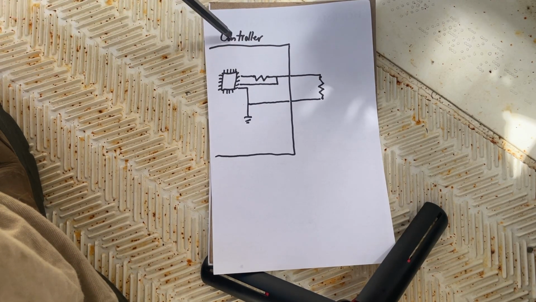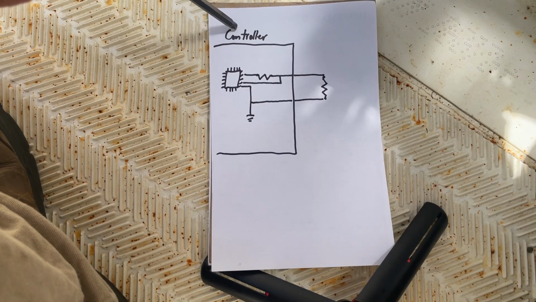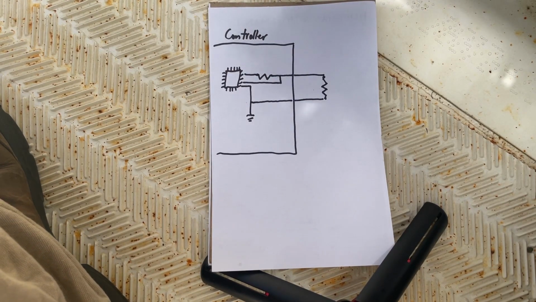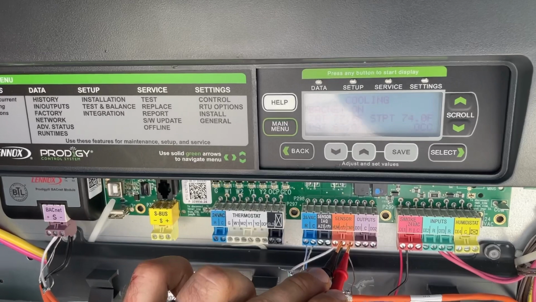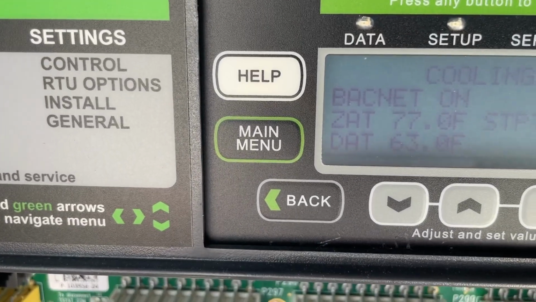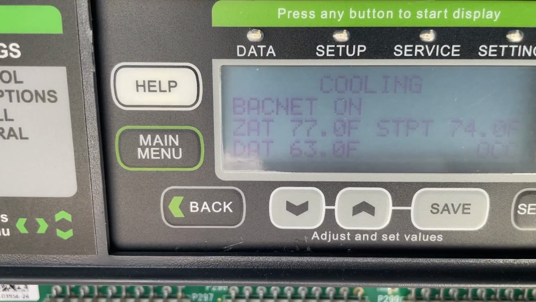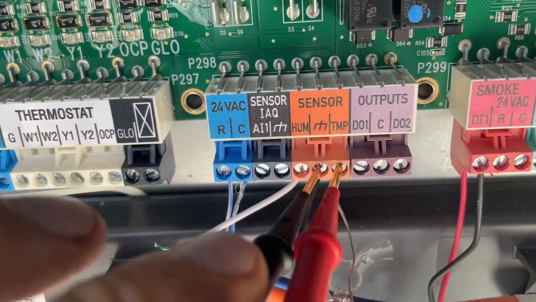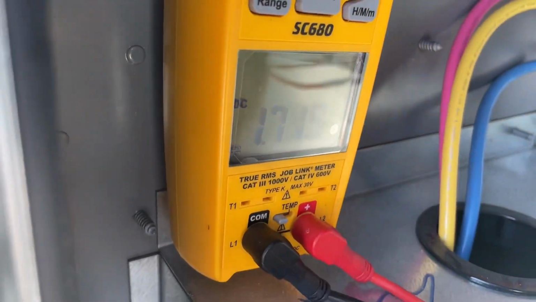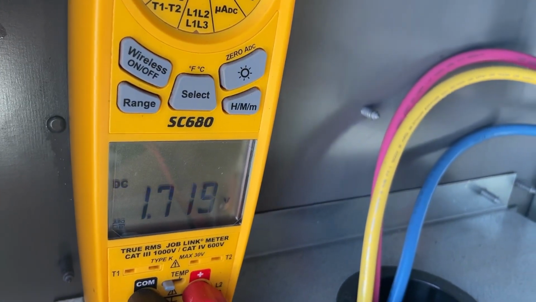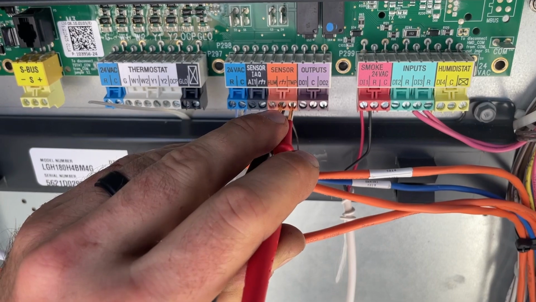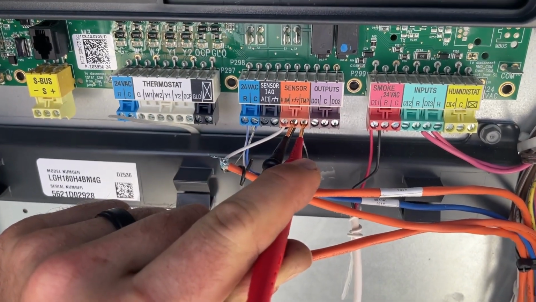So we're going to look at how this actually works in real life. We're also going to look at what I did to give the controller what it needed to provide this customer with cooling. Okay, we're at the Prodigy controller, and see the ZAT, zone air temp, is 77, okay? And on the sensor pins, I have got 1.7 volts DC. So I'm going to guess that this is maybe a 3.3 logic. Let's take a wire off there and see what we read.